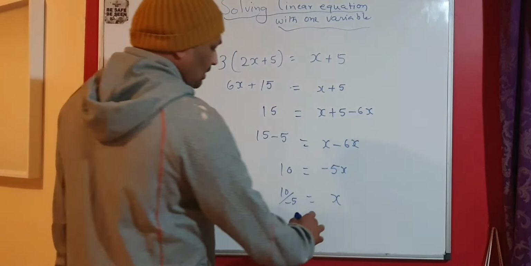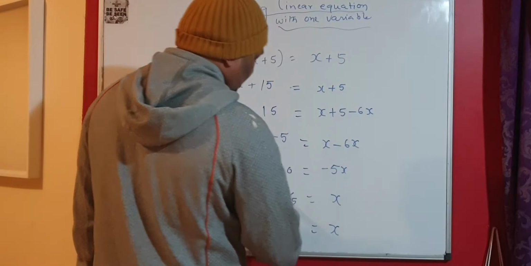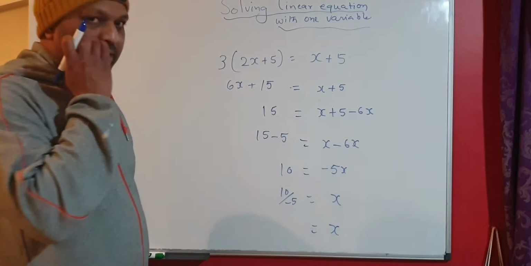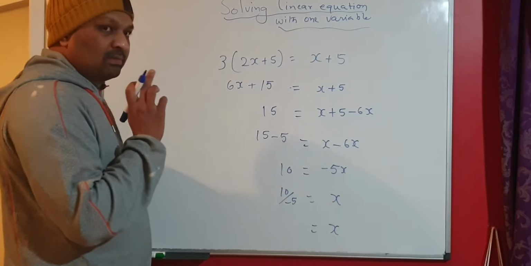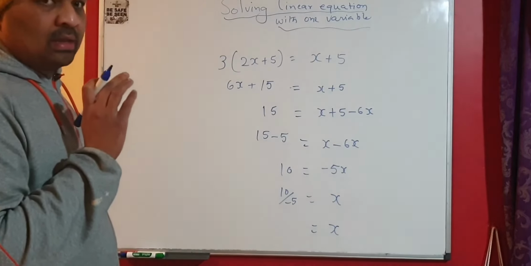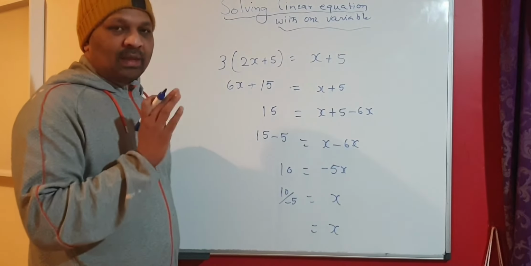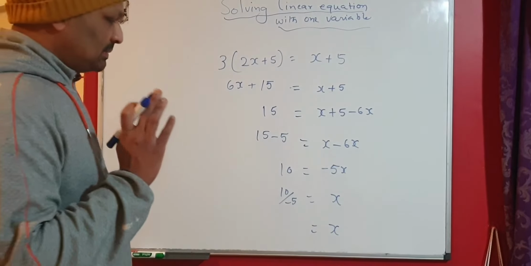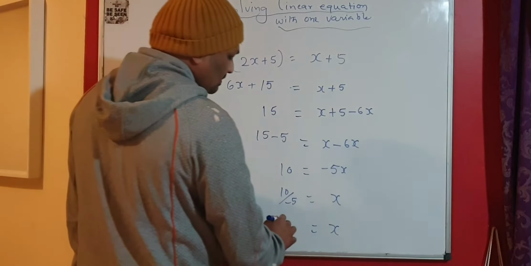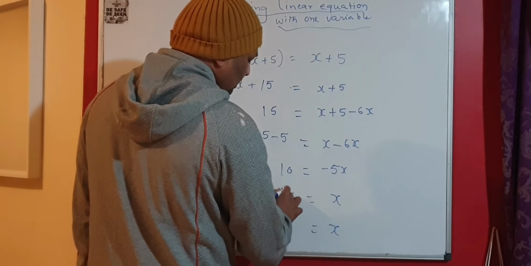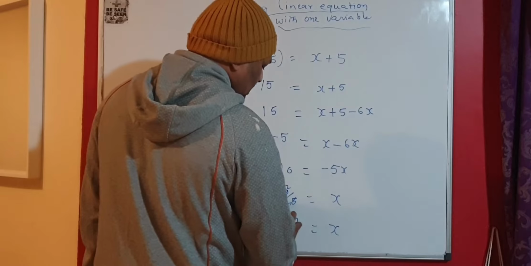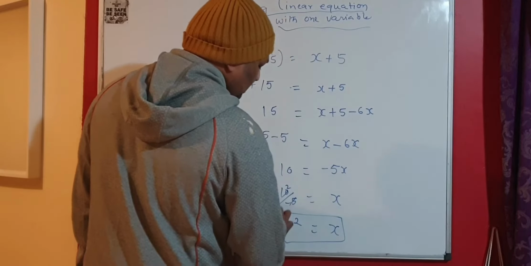Okay, now the value of x will be plus 10 by minus 5. Plus by minus will be minus. Plus by plus is plus, plus by minus is minus, minus by plus is minus, minus by minus is plus. Okay, so plus by minus is minus, 10 by 5, it goes in 2 times, so minus 2. So this is an answer, x is equal to minus 2.